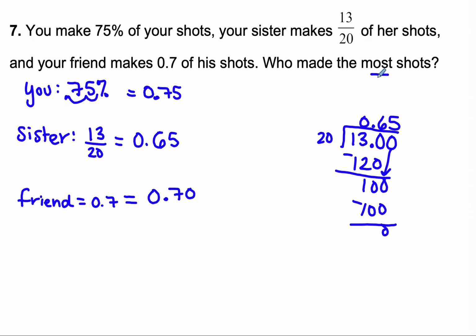Who made the most shots this time? And that's going to be you. You have 75 hundredths, which is bigger than 65 hundredths and 70 hundredths.